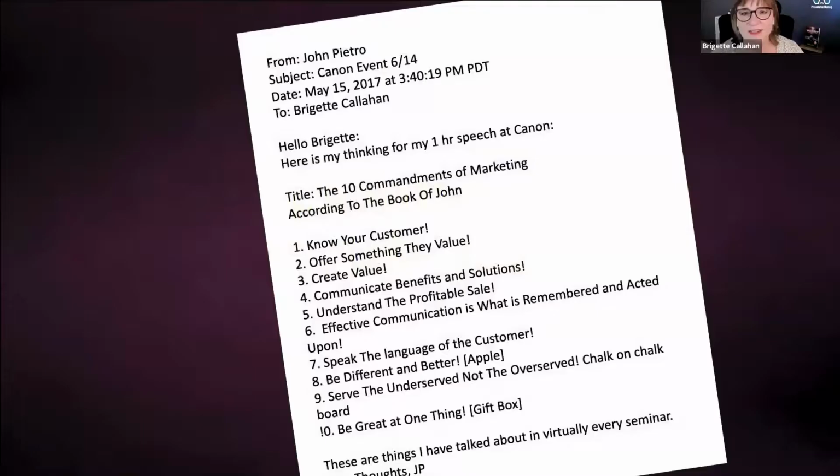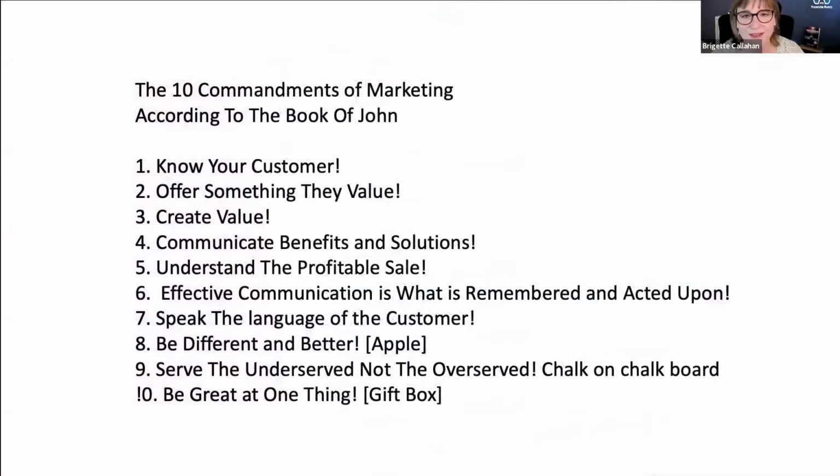John Pietro, he sent me this email and this is it. This was his email. He said, I'm giving a talk. This is the title. These are the slides. It's 10 slides. And if he were to do the slides himself, this is what his slide would look like. It would be one slide. You put all the text on the slide and he'd present from there.